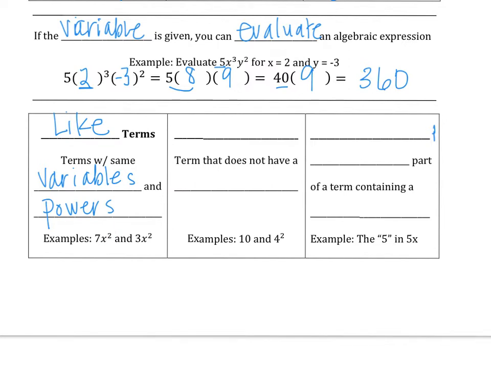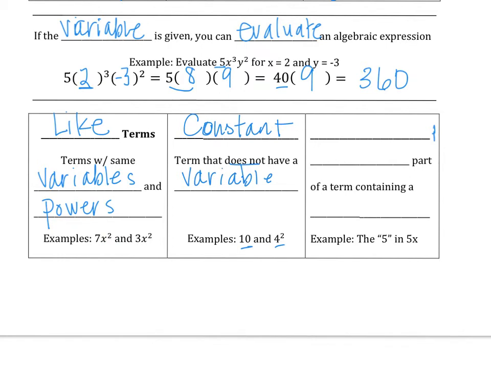So they have to have the same variable, which is x, and the same power, which is 2. Another term that we're going to define is constant. The term constant. A constant is a term that does not have a variable. An example would be 10 or 4 squared. There's no variable in it. It's only a constant.